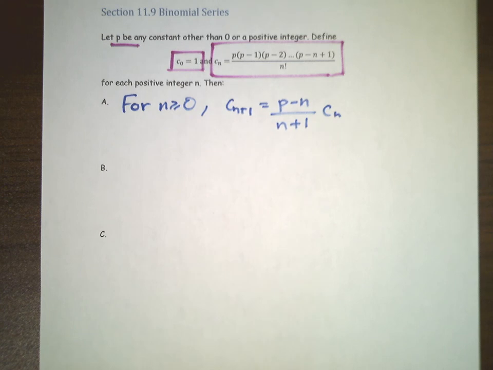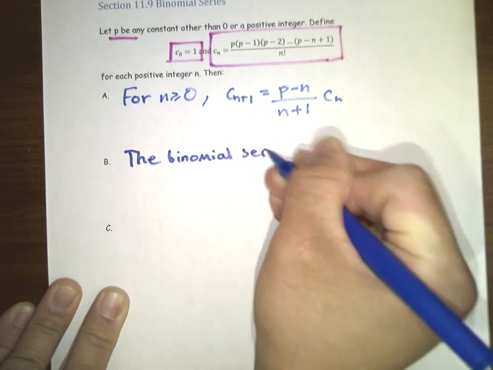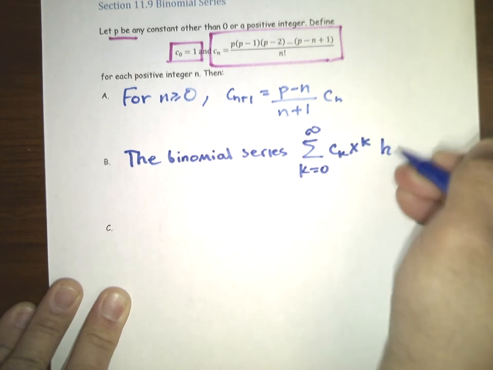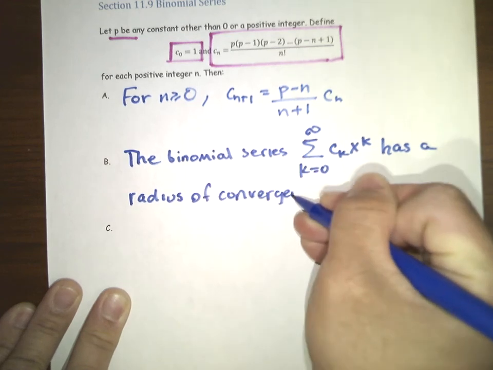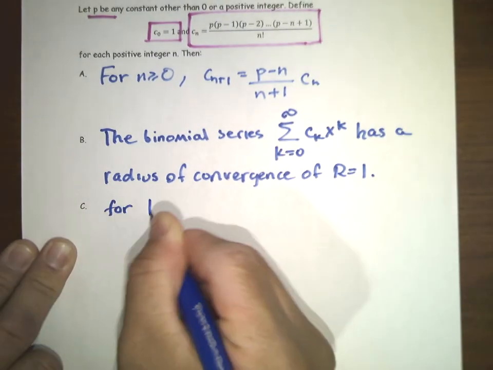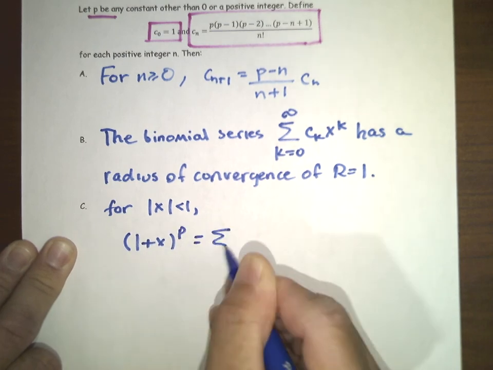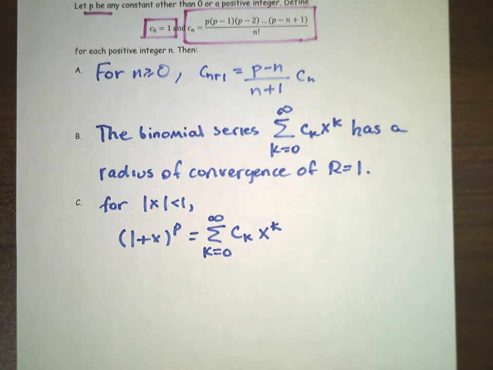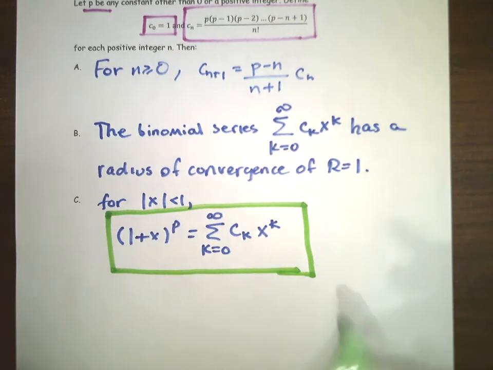We also know that the binomial series, the sum from k equals 0 to infinity of ck x to the k, has a radius of convergence of r equal to 1. And then for the absolute value of x less than 1, 1 plus x to the p power is equal to the sum k equals 0 to infinity of ck x to the k. This is an important statement, and it is going to be one of our known series that we're going to be working with.